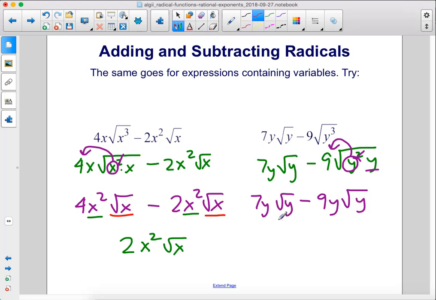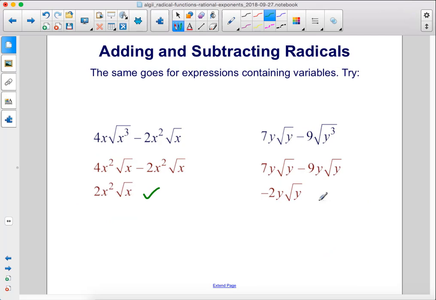Now we have like terms. We have a y and a square root of y, a y and a square root of y. Therefore, we can combine the numbers 7 and negative 9 to negative 2y times the square root of y. And here are the answers.